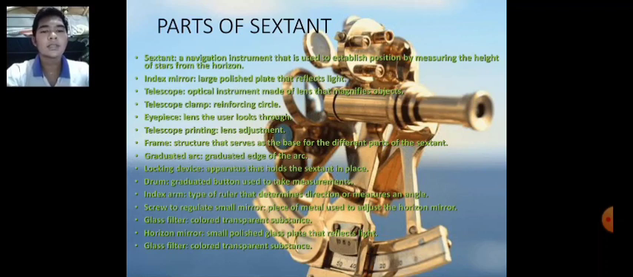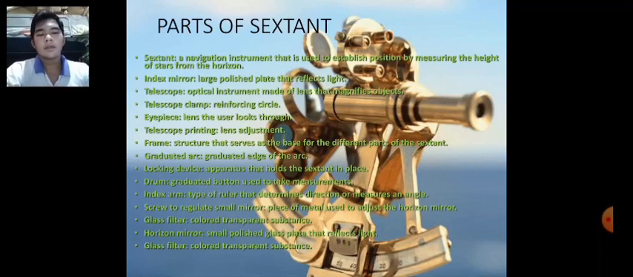So next is the eyepiece. The eyepiece is the lens through which the user looks into the telescope. So next is the telescope fitting. It is the tube attaching the eyepiece to the telescope, which can be twisted for length adjustment.